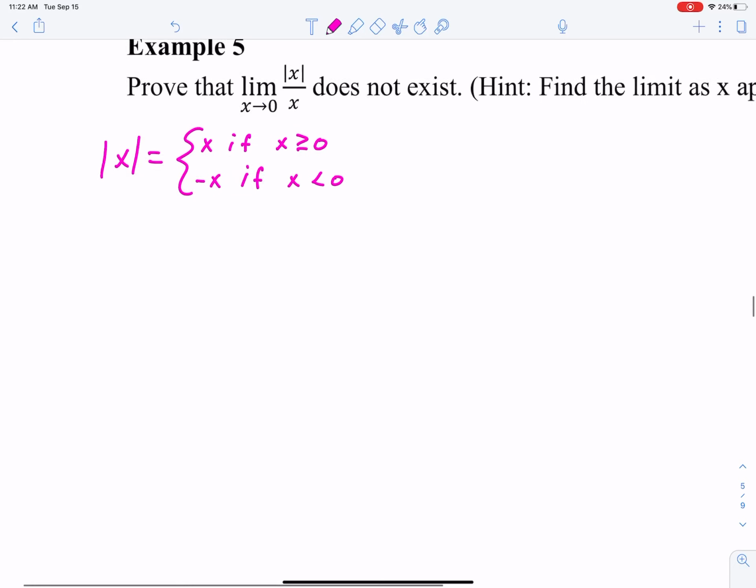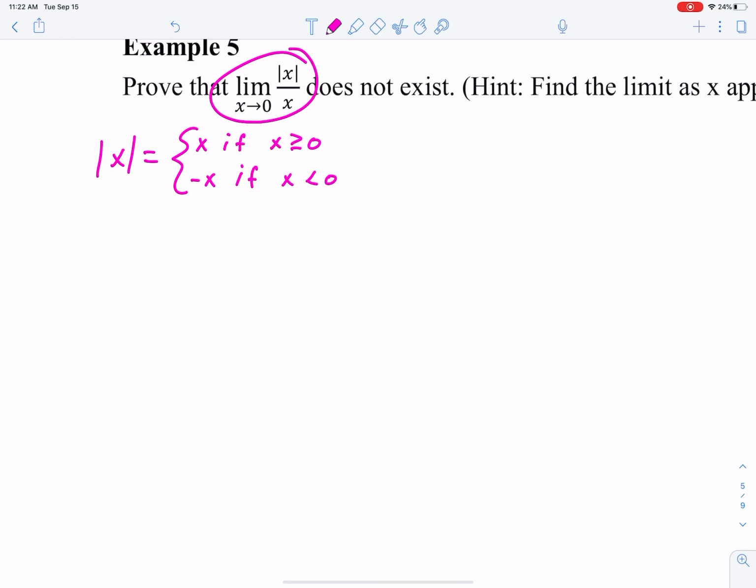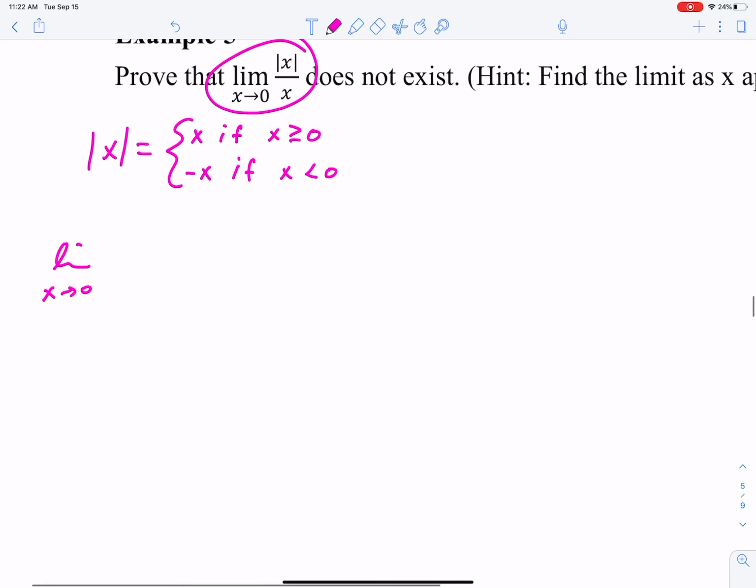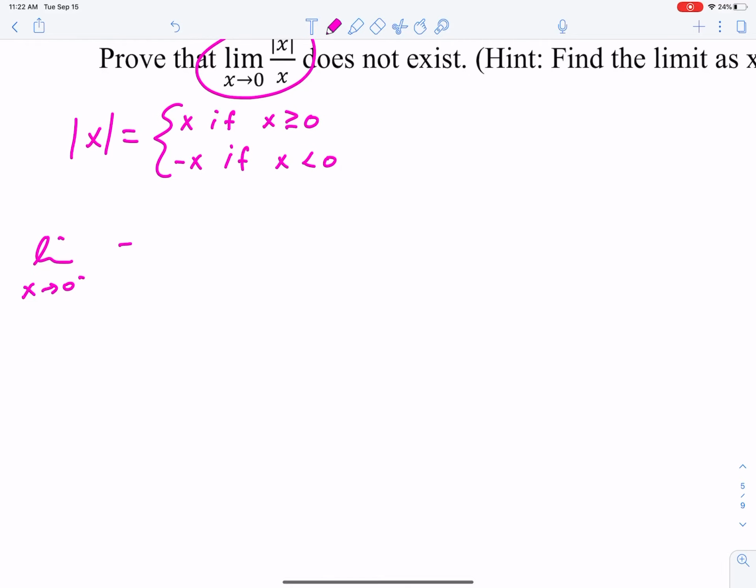Okay, so using that and using our newfound knowledge of limits and limit laws, let's figure out the limit from the left and the right as x approaches 0. So, the limit as x approaches 0 from the left. From the left, that's this piece of the piecewise definition, right? To the left of 0 are negative values. So we'll do negative x over x.